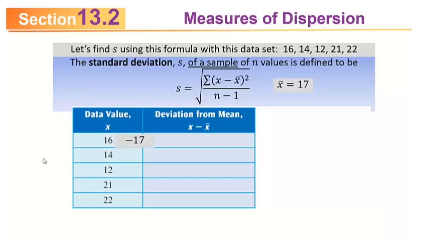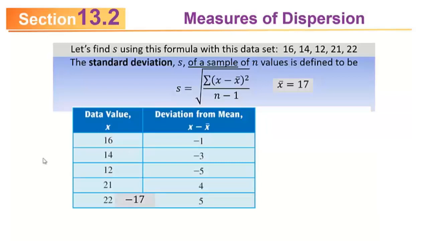So if you take the first value of 16 and subtract the mean of 17, you get a deviation from the mean of -1. Do the same for the second value, you get a deviation of -3. If you take 17 away from the third value, you get 12 minus 17 is -5, and all the way down the column. 21 minus 17 is 4, 22 minus 17 is 5. Those are the deviations from the mean.